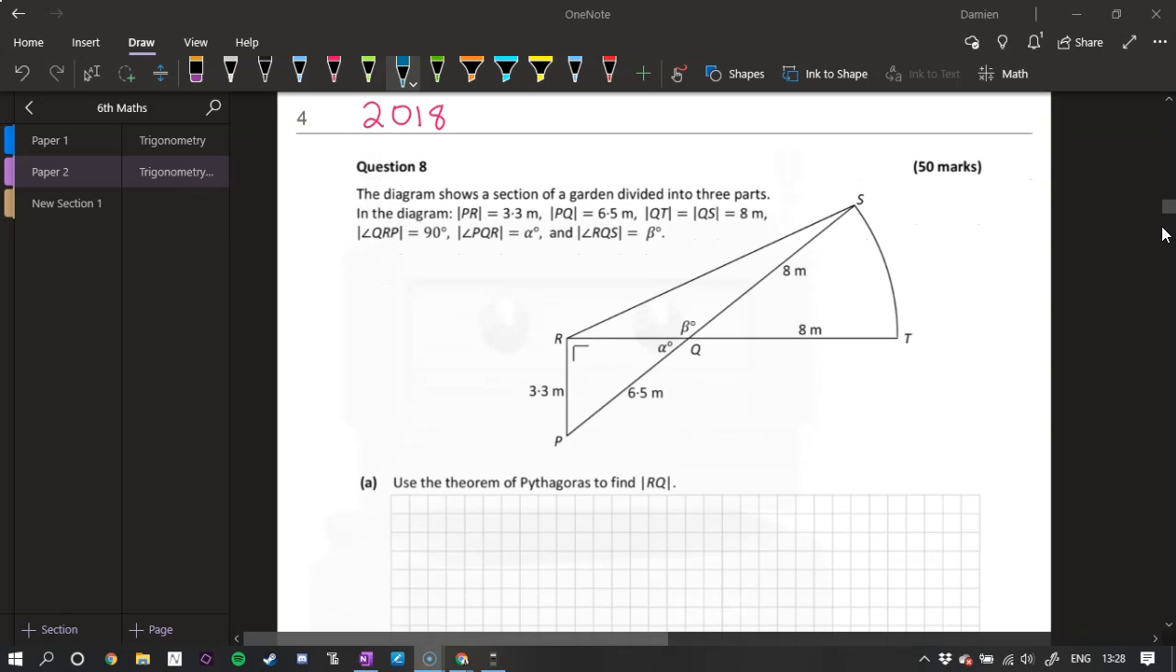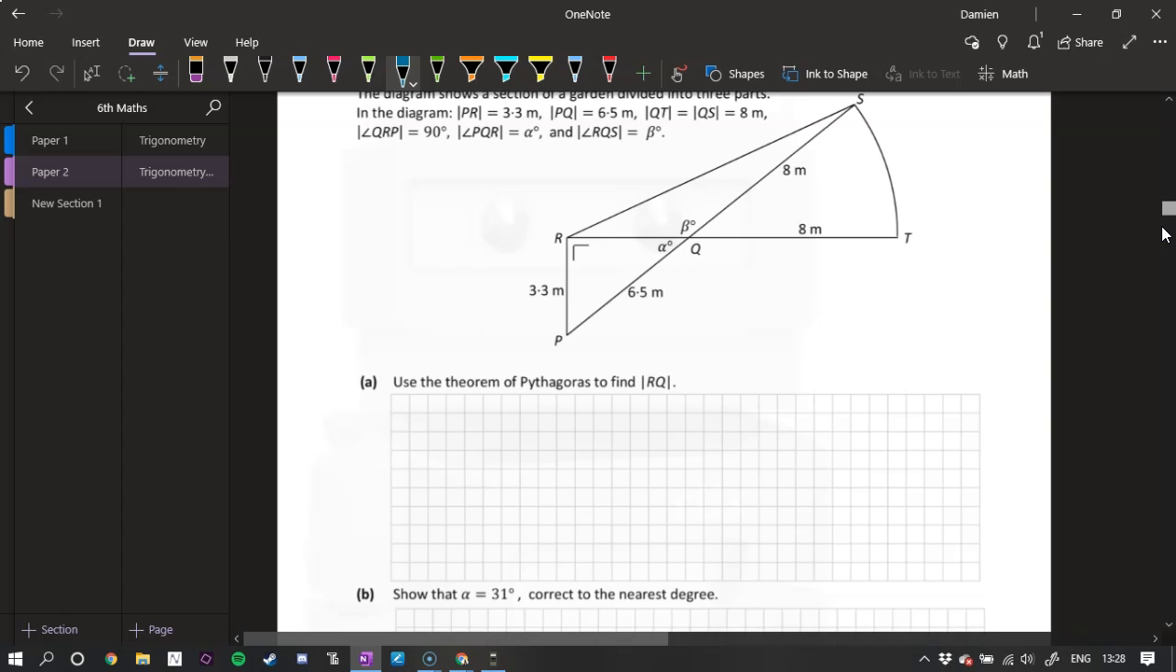So 2018, it gives us a diagram with all different bits and pieces filled in. Let's move on to the first part. Use the theorem of Pythagoras to find RQ. So we're interested in this line here. That's what we've got to find. Let's start with the bottom triangle. We're dealing with a triangle that looks like this. We've got 6.5, we've got 3.3, and we're asked to find that side there, x. This is a right angle triangle.